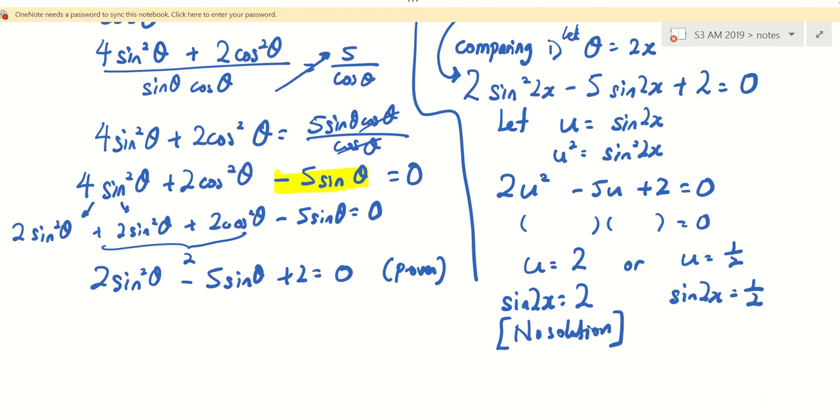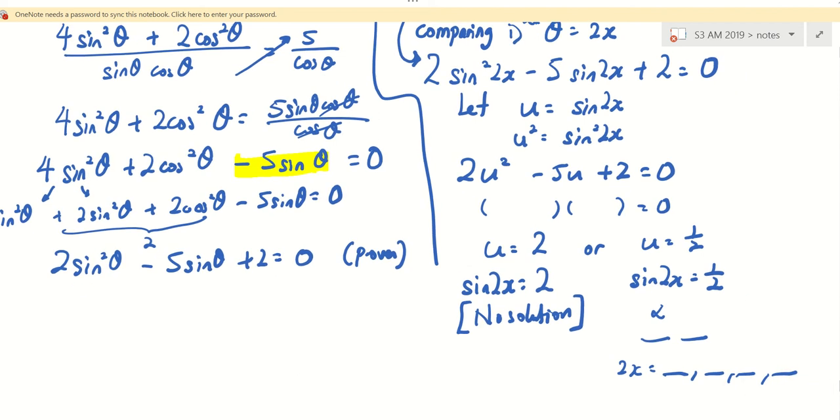And then, the other side, can I leave it to you to do? I have alpha. I have which quadrant? I have 2x equals to 4 answer. Then x equals to 4 answer as well. Do you understand what I'm saying? Yes.